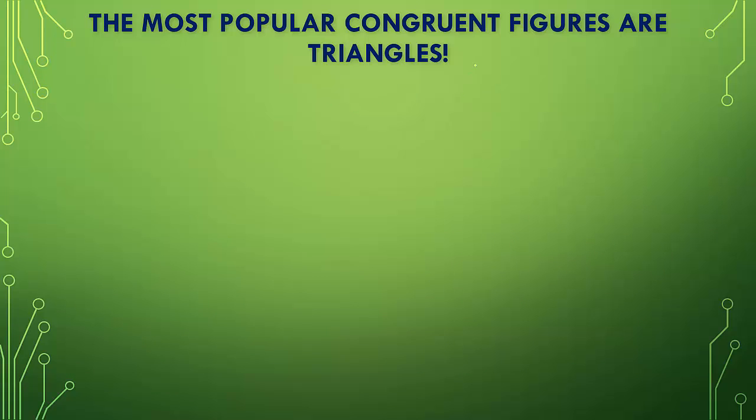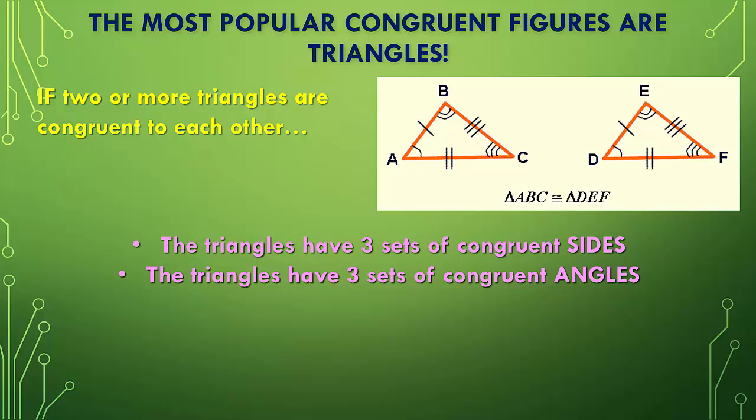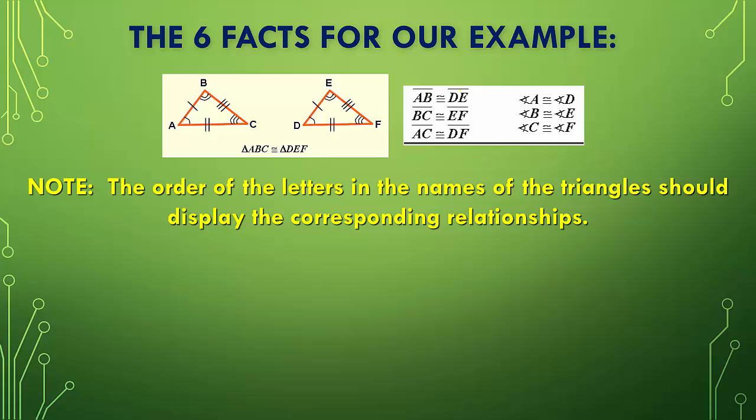All right, now into the harder part. The most popular congruent figures are triangles. If two or more triangles are congruent to each other, they have 3 sets of congruent sides and 3 sets of congruent angles. So as you can see, all the sides are congruent, all the angles are congruent. Angle A and angle D are congruent, angle B and angle E are congruent, so on and so forth. So looking at our example, AB is congruent to DE, BC is congruent to EF, AC is congruent to DF, and then the corresponding angles are also congruent. Make sure that the names are in the right order, so like AB, BC, so on and so forth.